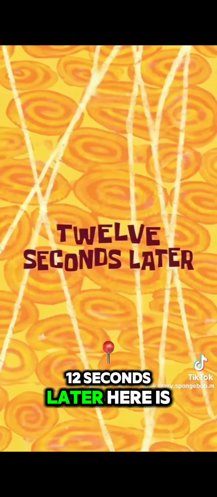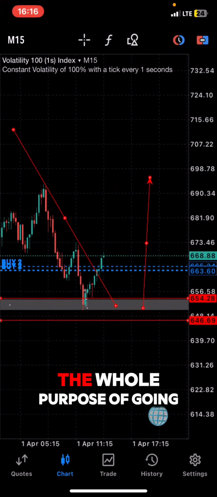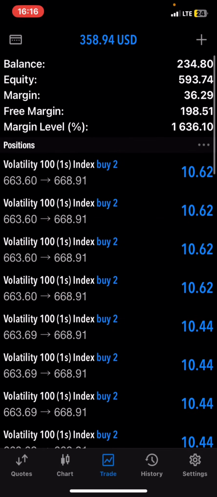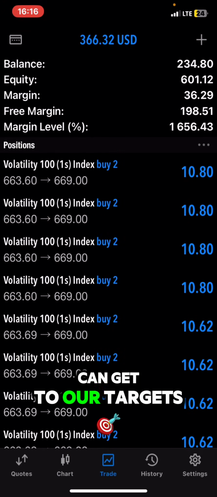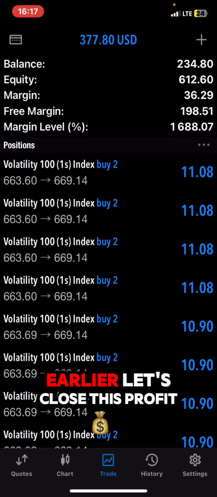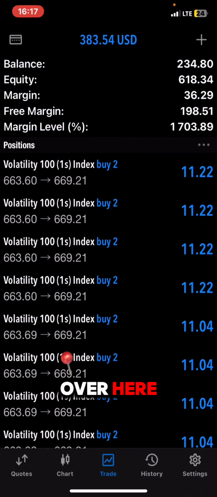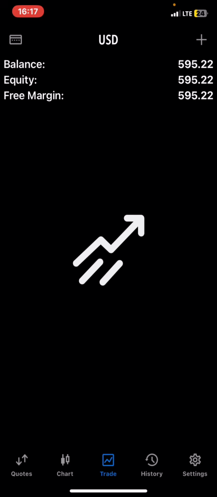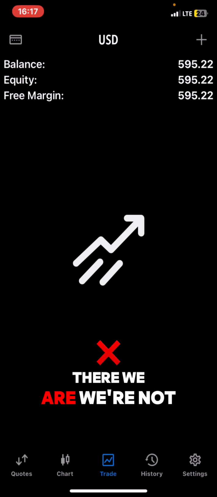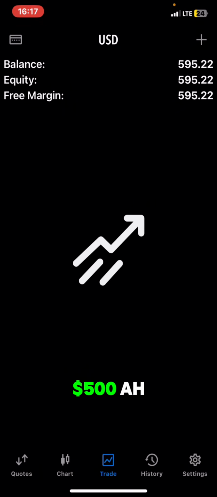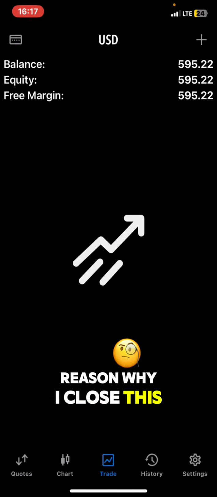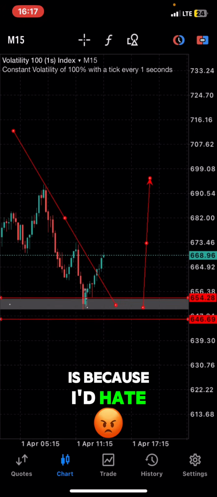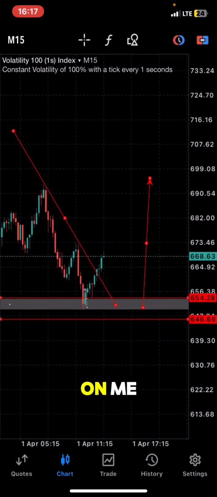12 seconds later, here is the update. The whole purpose of going full margin is so that we can get to our targets earlier. Let's close this profit over here. There we are. We're at $500. The reason why I closed this is because I'd hate for this trade to reverse on me.